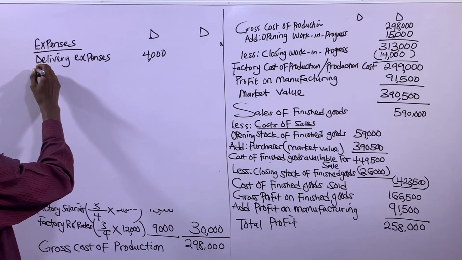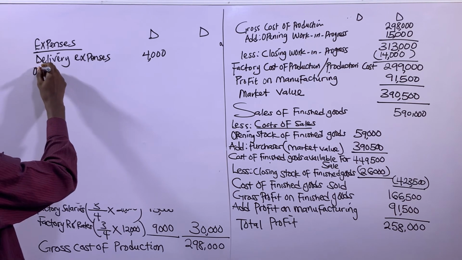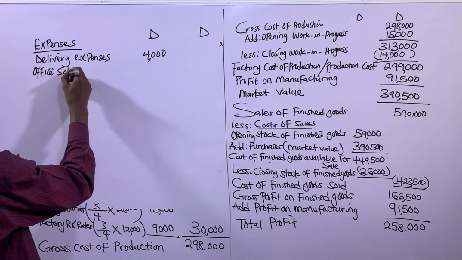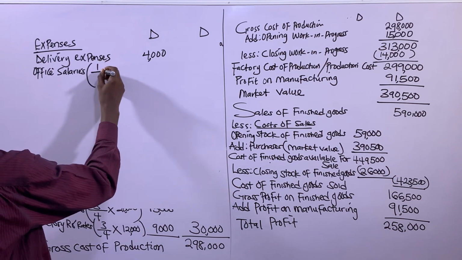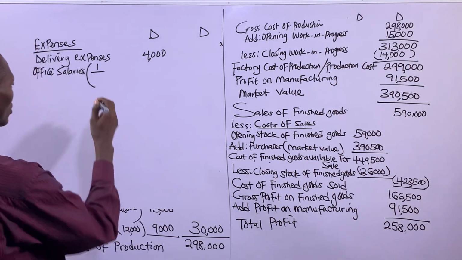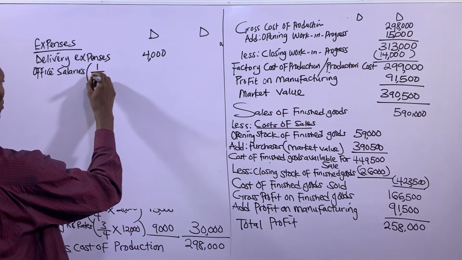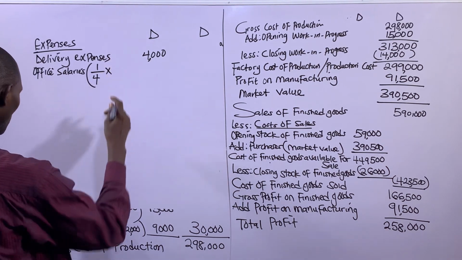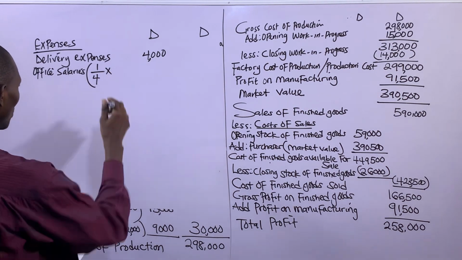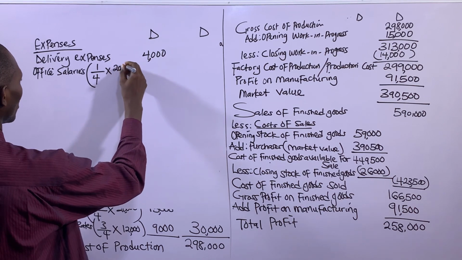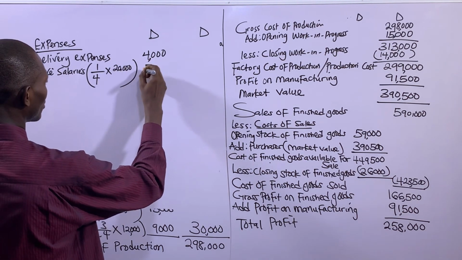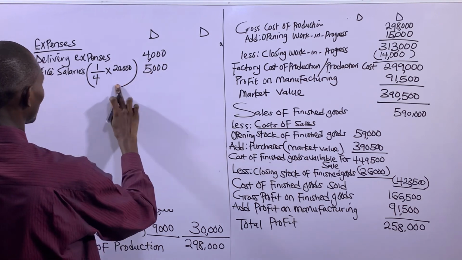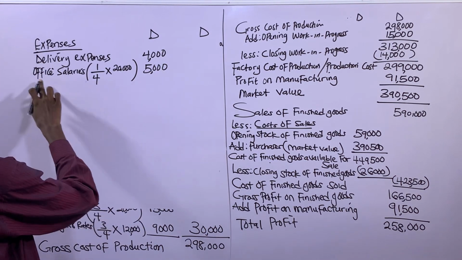So we have office salaries. Office salary now will be one, which is one ratio one divided by the total. That's 3 plus 1, that gives us 4. So the salary is given as 20,000. So 20 divided by 4, that's 5,000. So we've apportioned the remaining office salary.